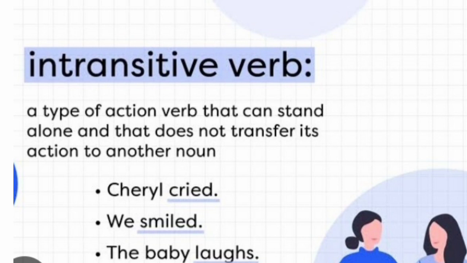Intransitive verb. A type of action verb that can stand alone and that does not transfer its action to another noun. For example, child cried, we smiled, the baby laughs. The underlined verbs are the examples of intransitive verbs.